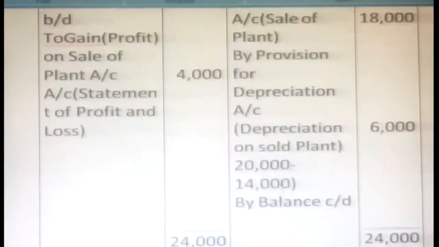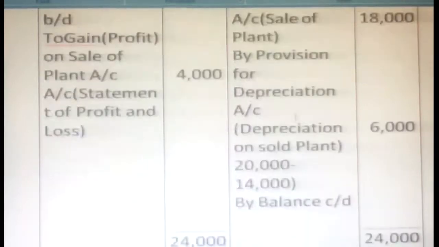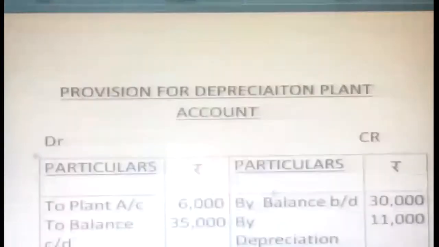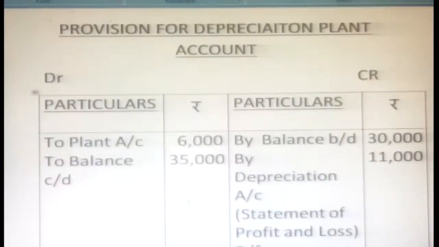Depreciation is 6,000, from 20,000 minus 14,000. Here we got two pieces of information. This is our gain of 4,000. Similarly, the depreciation calculation we also got here, 6,000. Then your provision for depreciation account is prepared. Again, by balance brought down, opening 30,000 and closing balance 35,000 for the depreciation. Okay, see here, I'll show you once again.